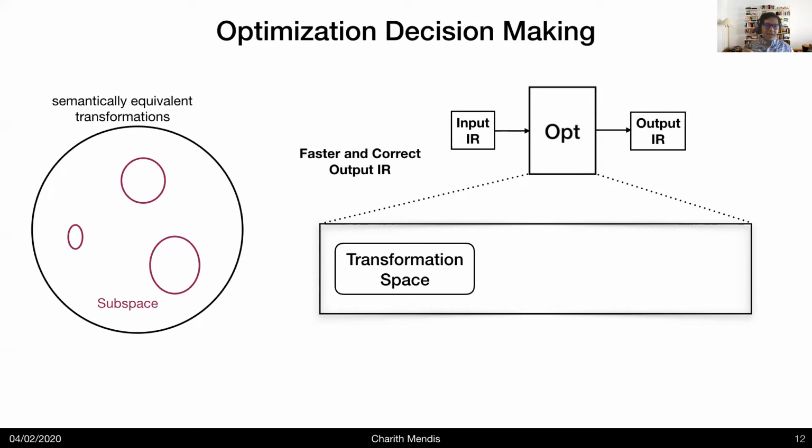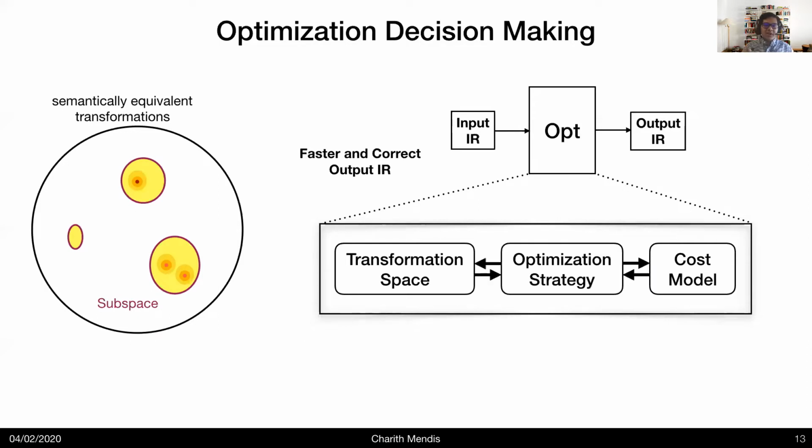Next, the compiler needs to know how profitable each transformation is, and usually this is exposed through a cost model. And finally, at the heart of the compiler transformation pass is an optimization strategy, which traverses this subspace to find one such profitable transformation. The efficacy of a transformation pass depends heavily on how realistically you model these three components.